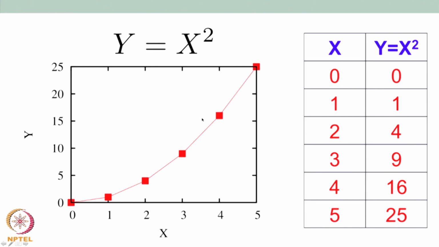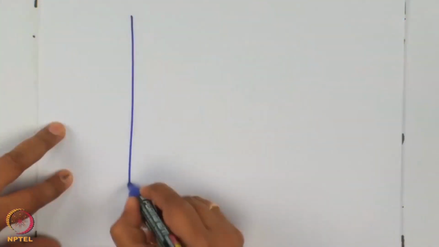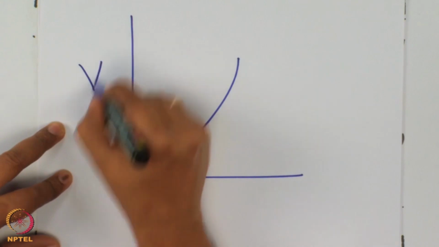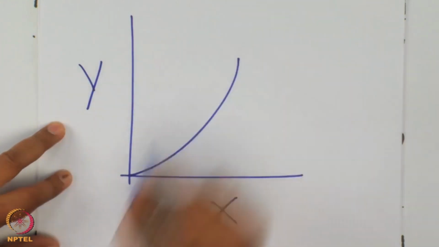And if I plot this, you will get a curve which looks like this. So, this is how y is equal to x square would look like. Whenever you hear y is equal to x square, the first thing that should come to your mind is that it is a function which is a curve like this. This is y and this is x, which is a curve like this.